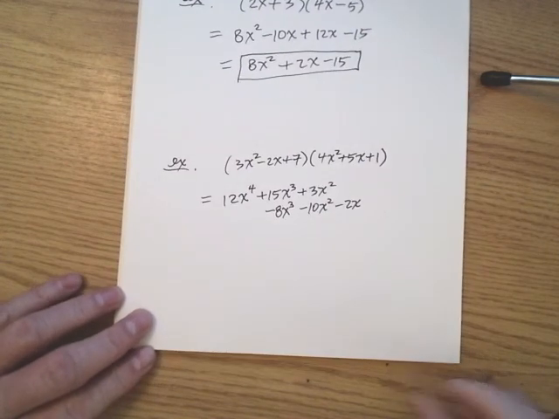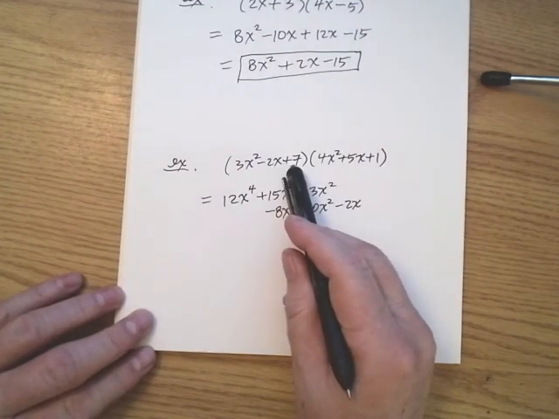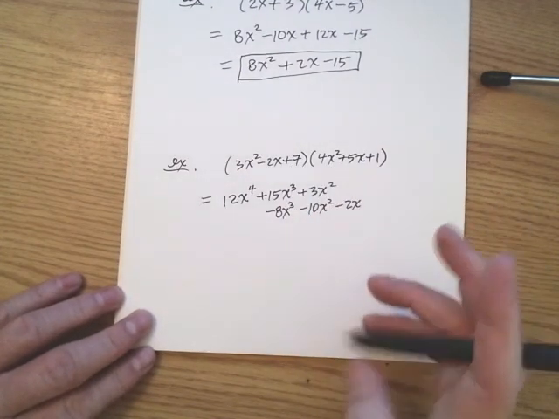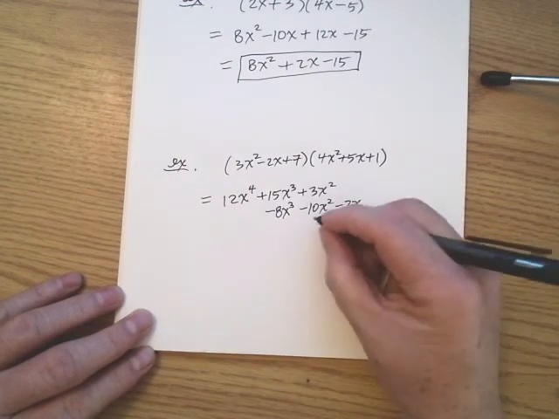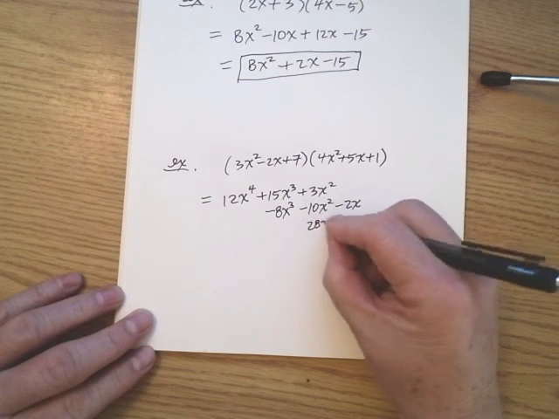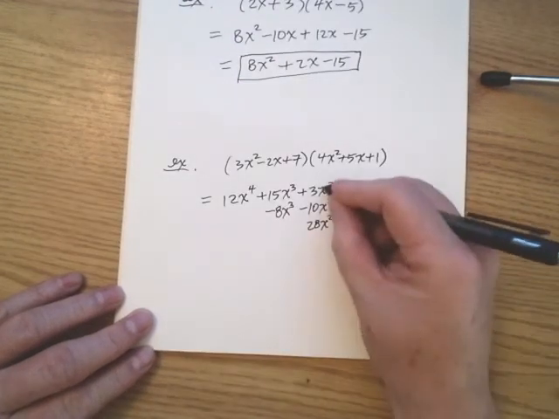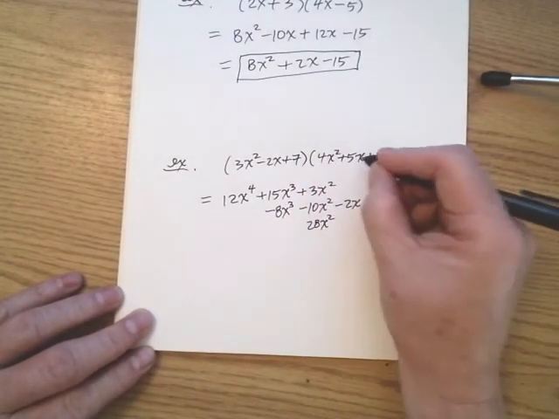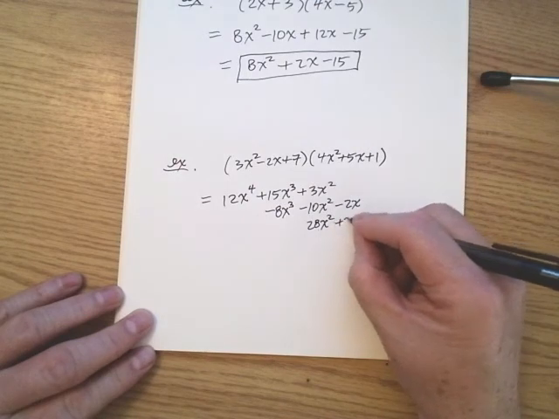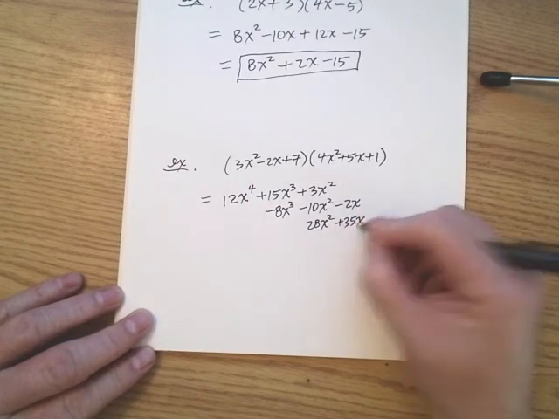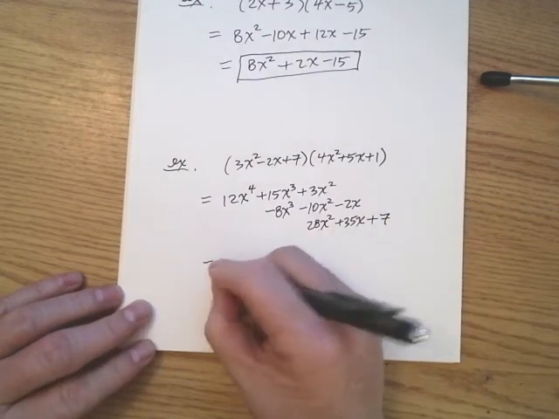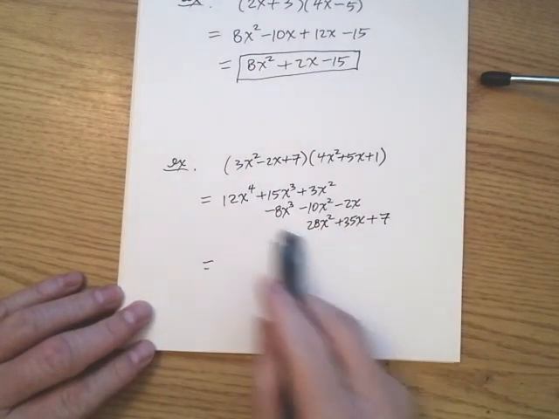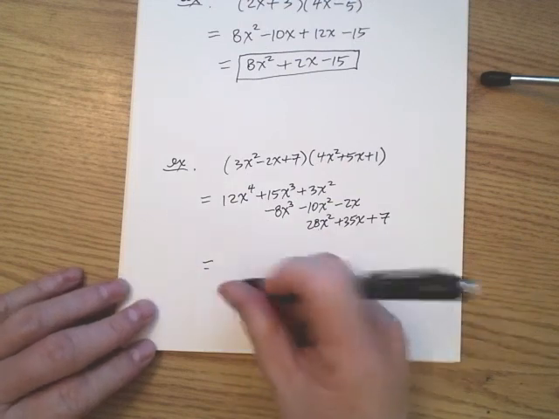Okay, not done yet. I've got to multiply with the 7. The 7 times the 4x squared yields, I'm not going to write it here, I'm going to write it under here. That gives what? 4 times 7 is 28x squared. Okay, notice how I'm lining these up. 7 times 5 is 35, so I get 35x plus the 7 times 1 is 7. Okay, now I'm just going to combine these. They're all stacked up nicely, so I'll just do them in columns.